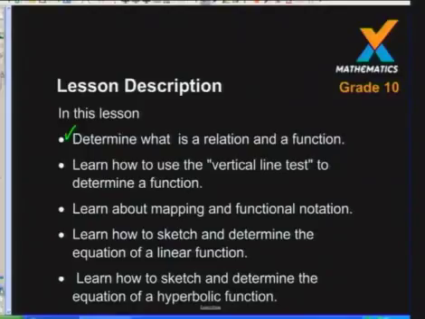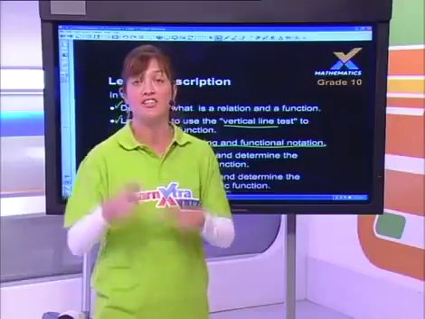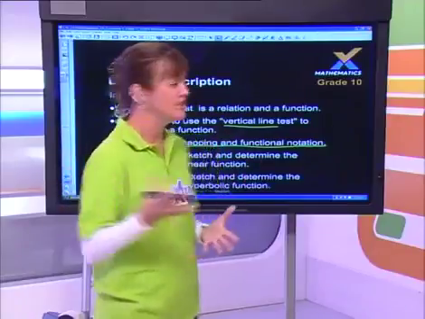We've done that, we're going to teach you a little trick. It's called the vertical line test. This vertical line test is a little trick we use to help us determine if something is a function or not. Then we learn about the mapping and functional notation. This is important because it's a way of writing, the way we refer to a function in our mathematical language.